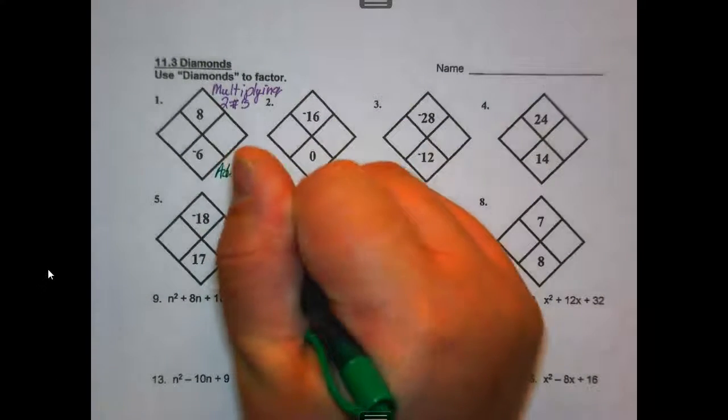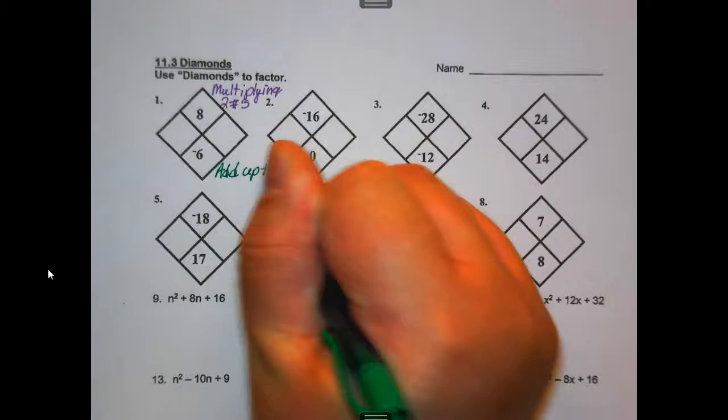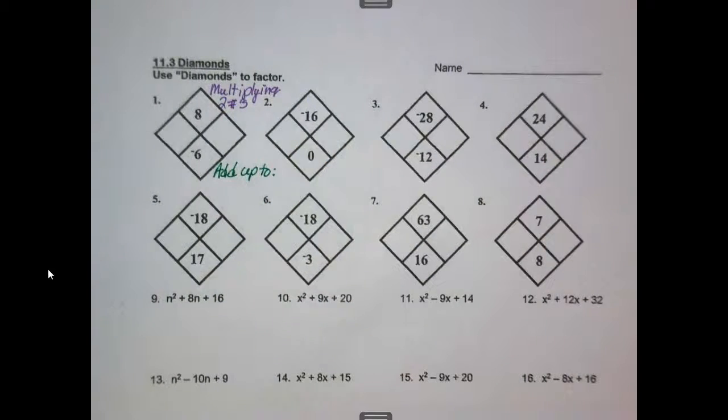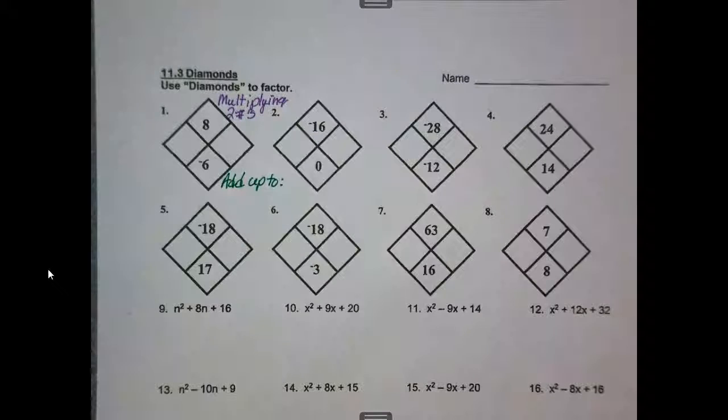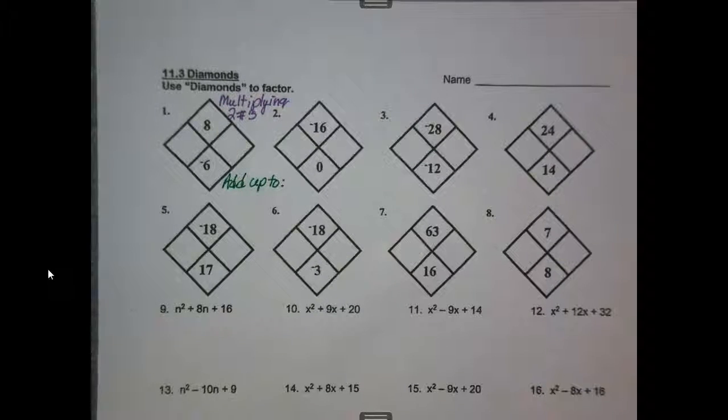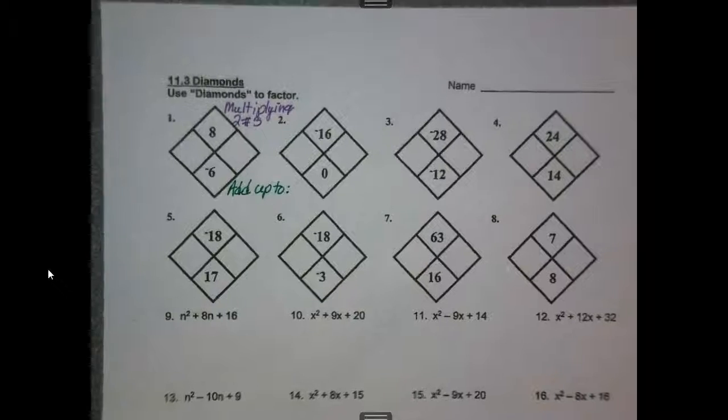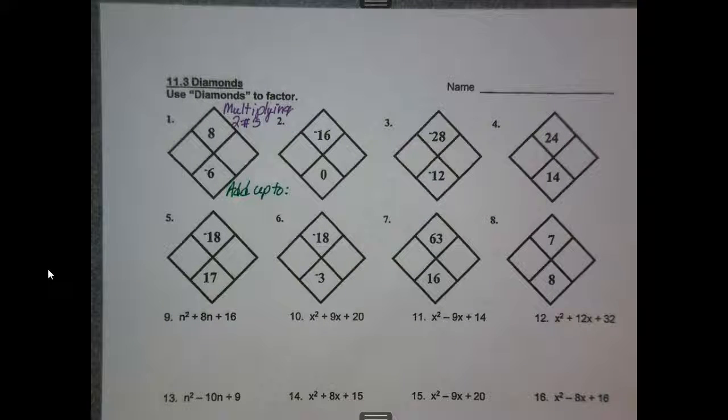In this case, -6. Now, think about the signs. All right. We have two numbers that we have to multiply together to get 8.